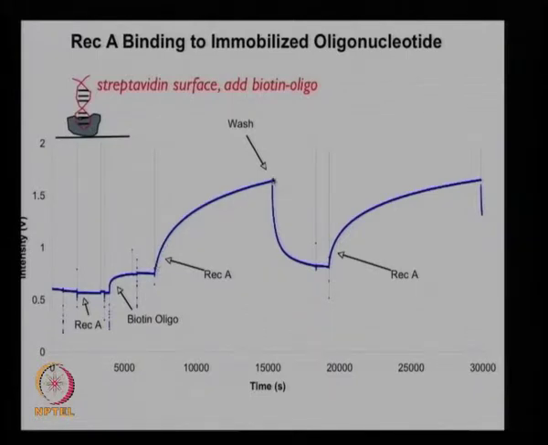And then we want to unbind RecA, so we introduce just the buffer to flush out the RecA, and the signal goes down. That's because the interaction between RecA and DNA is a lot weaker than the antibody-antigen interaction. You can repeat the experiment, and you can analyze these curves to measure the binding and unbinding kinetics of RecA and DNA. So this will be similar to what we're talking about in SPR, in terms of on rate and off rate. That's right, similar. This is an on rate and off rate of RecA onto DNA.